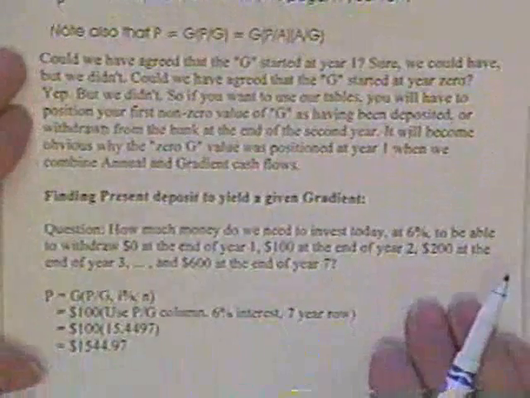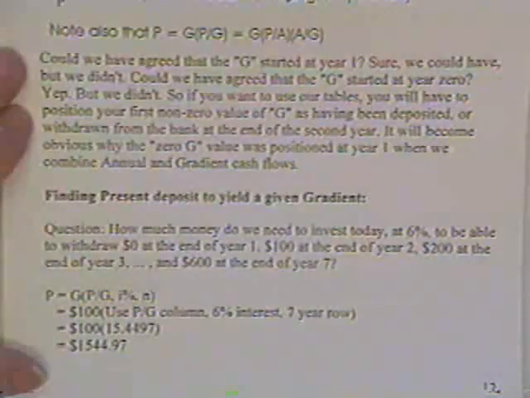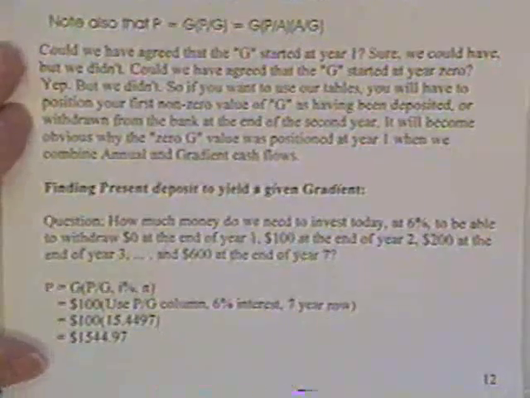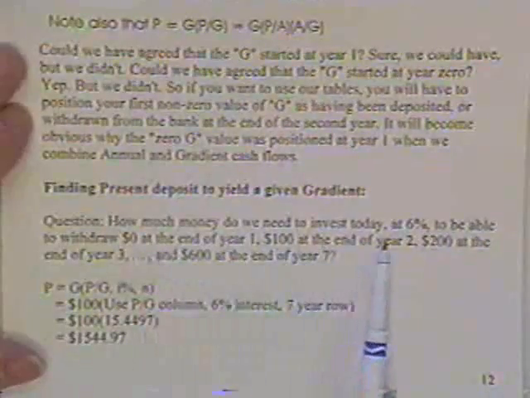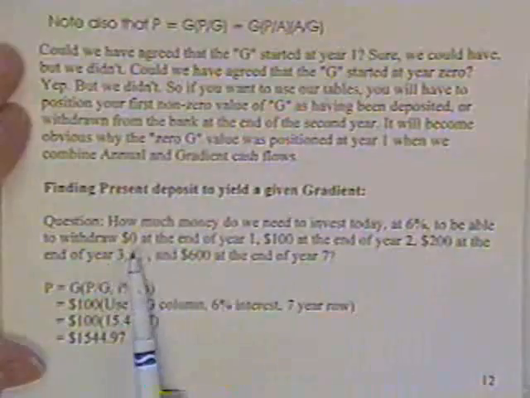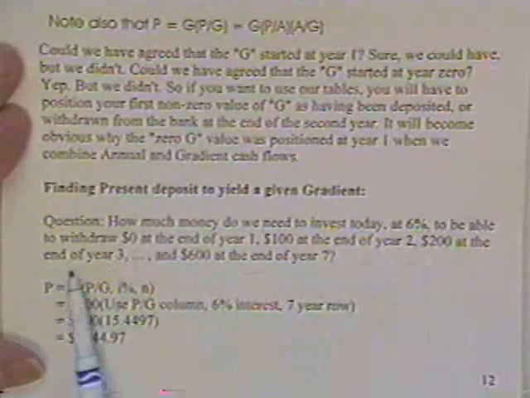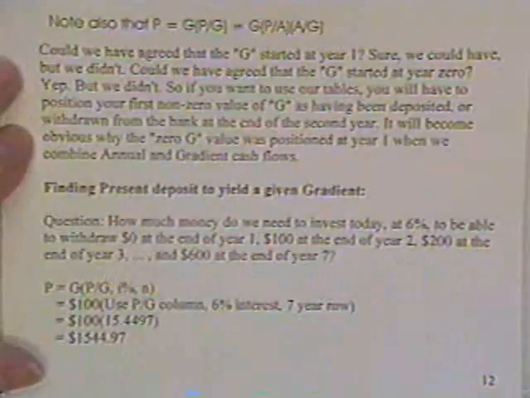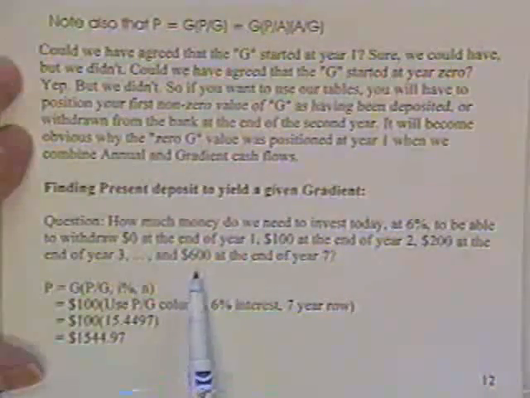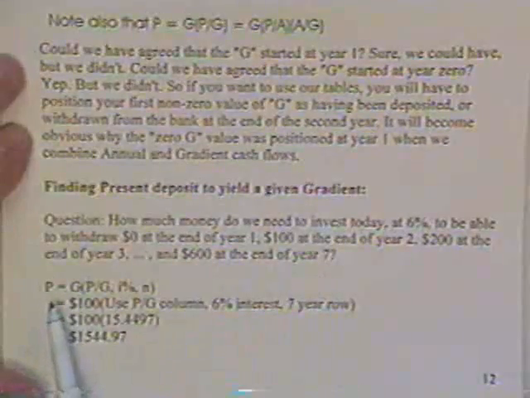All right, finding the present deposit necessary to yield a given gradient. Question, how much money do I need to invest today at 6% so that you could withdraw no money at the end of year 1, $100 at the end of year 2, $200 at the end of year 3, and so on. And then $600 at the end of year 7. That will be a gradient problem.